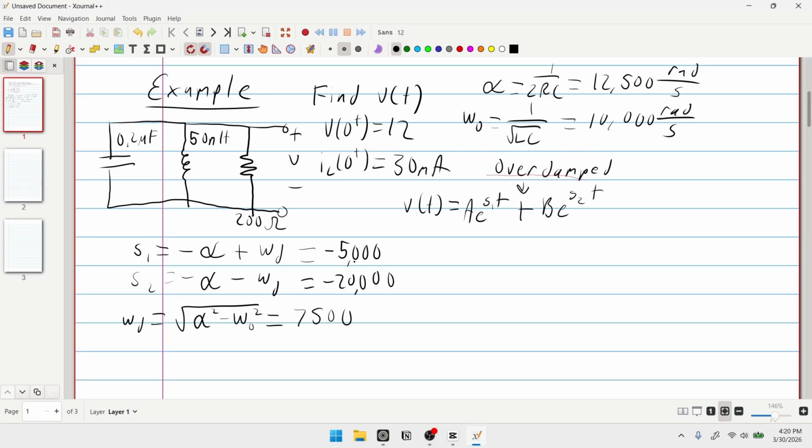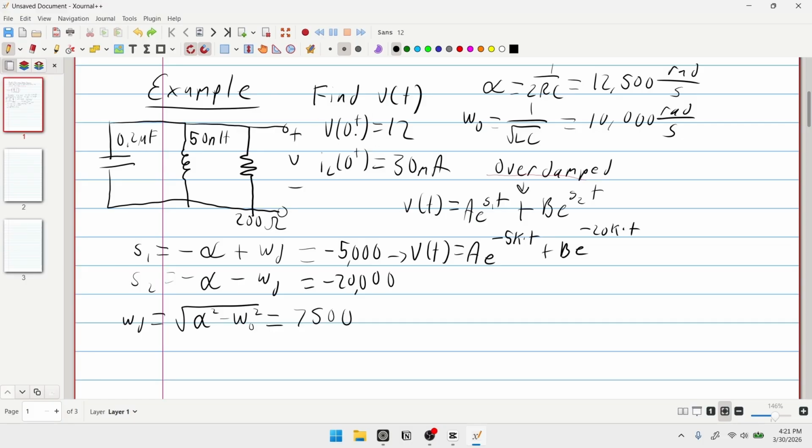Okay, so let's rewrite our v of t. We have now that v of t equals A e to the negative 5k times t plus B e to the negative 20k times t, right? And so next, we need to start finding our unknowns, our A and our B, all right? So we need to find two equations.